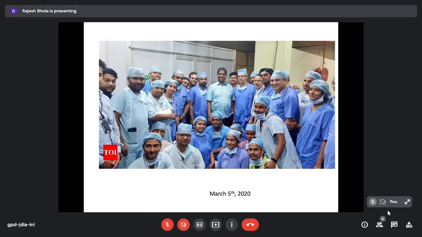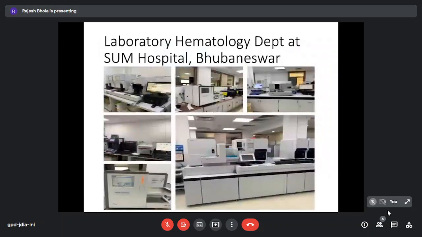So March 5th, 2020 was a landmark day for IMS and SUM Hospital, when we did our first liver transplant just before COVID. We are the first hospital in the state of Odisha to do a live donor liver transplant. So this is my lab.